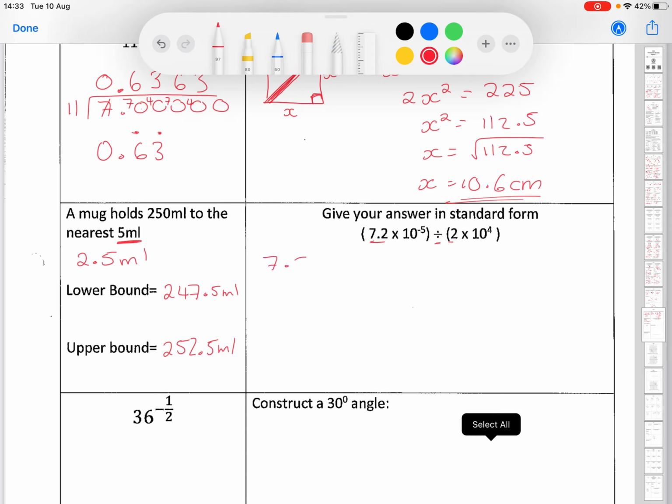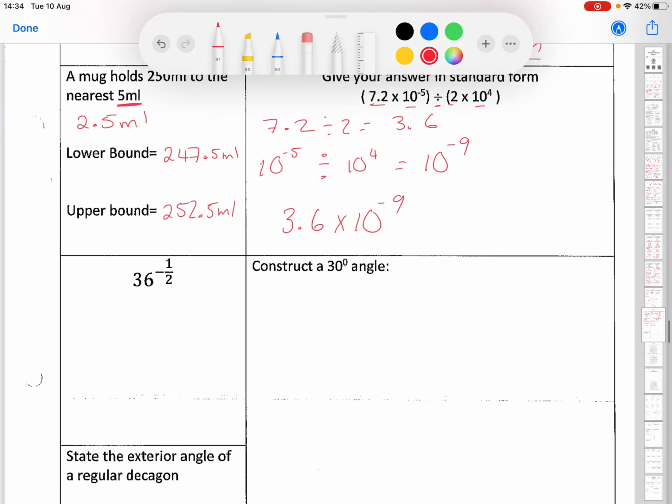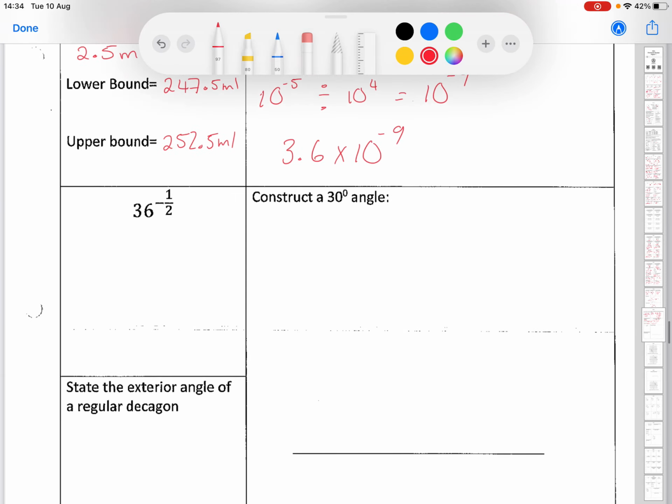The one next to it, standard form. When we're dividing in standard form, we divide our numbers. So we're going to do 7.2 divided by 2, which is 3.6. Then we're going to divide our 10, so our 10 to the power of 5 divided by 10 to the power of 4. When we're dividing our powers, we subtract them. So 5 minus another 4 gives us... well, minus 9. So our answer is 3.6 times 10 to the power of minus 9.